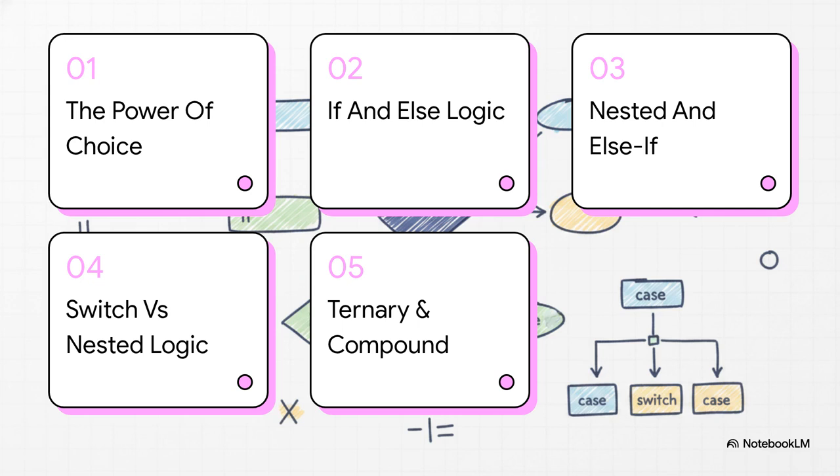Okay, really quickly, here's our roadmap for today's explainer. First, we'll cover the power of choice. Then, if and else logic. Third, we'll dive into nested and else-if statements. Fourth, we'll do a head-to-head comparison of switch versus nested logic. And finally, we'll wrap up with ternary and compound operators.